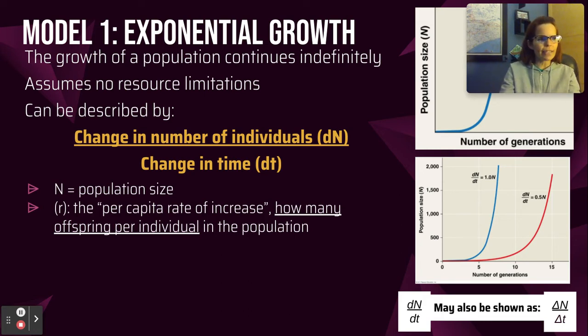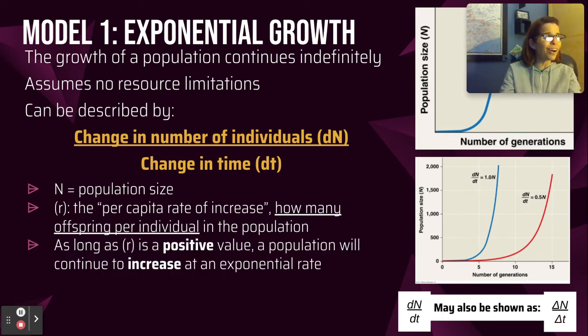I think you should write that down. I think on your formula sheet, r is going to be listed as per capita rate of increase. And for me, that doesn't mean anything. So you might want to remind yourself that per capita rate of increase means how many offspring per individual in the population. That's a different way of saying it. So per capita rate of increase means how many offspring each individual is having. So that's what r is.